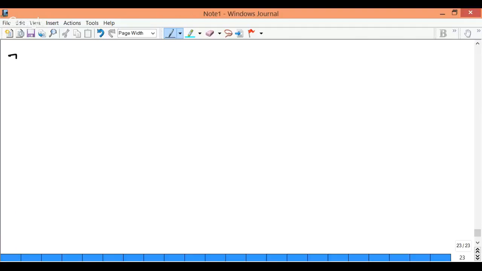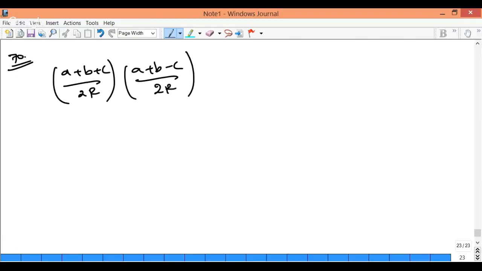70. If in a triangle ABC the expression is given, then we can write sin A plus sin B plus sin C as A plus B plus C by 2R, and sin A plus sin B minus sin C as A plus B minus C by 2R, and we are equating it with 3 into sin A sin B. Sin A we can write as A by 2R, and sin B as B by 2R.